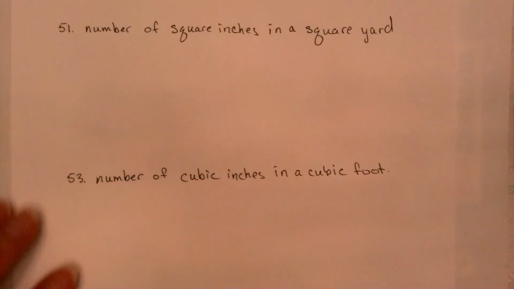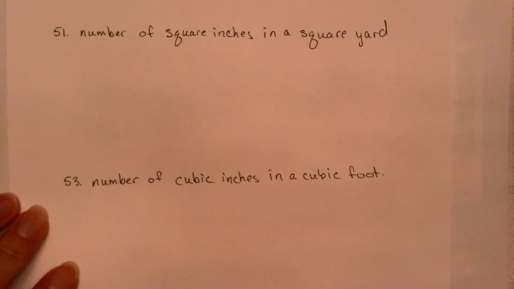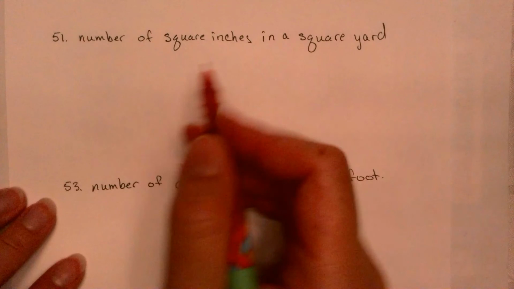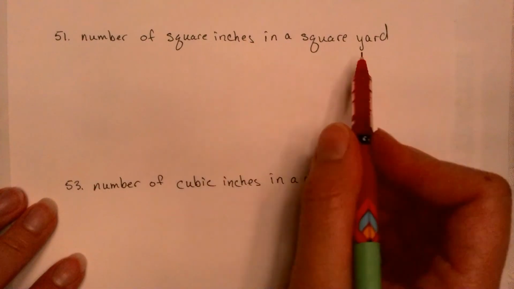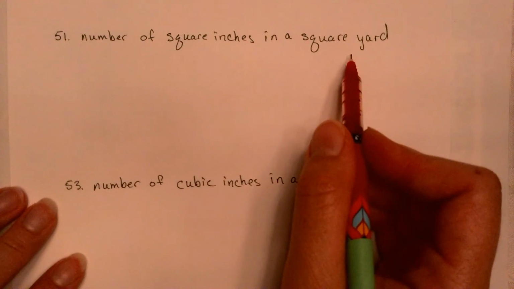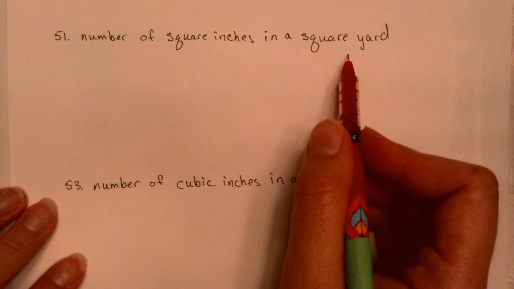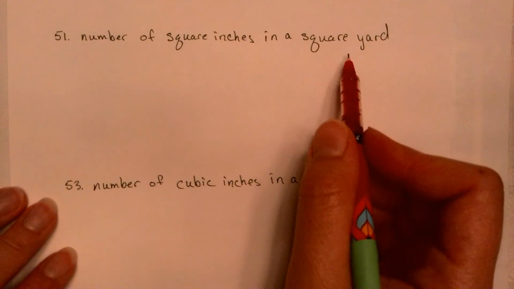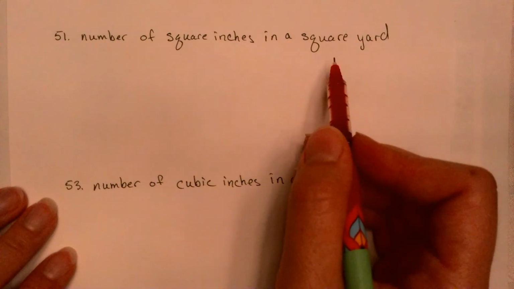I thought maybe we would go over these last two. It might be easier than you realized. So they asked for the number of square inches in a square yard. I don't know how many square inches in a square yard. I'd have to figure it out. I'd have to think for a quick second about how many inches were in a yard, which is 36, okay? But let's say we didn't know that right off the top of our head.